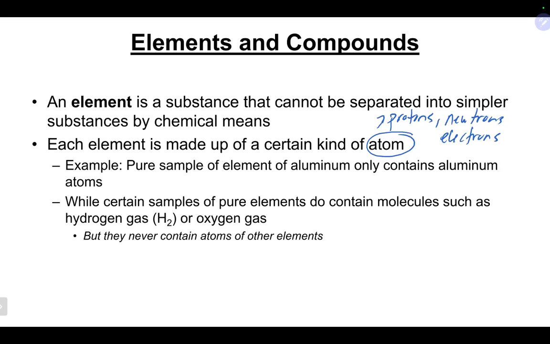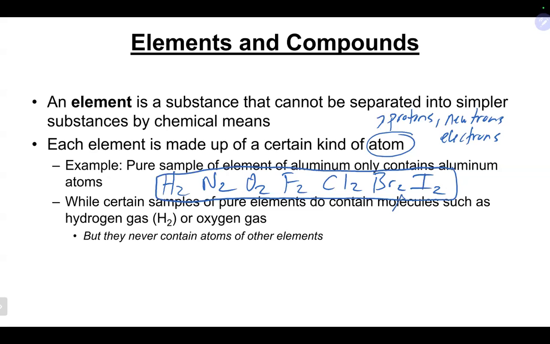So if you had something like copper, it's just Cu. If you had something like iron, it's just Fe. But there are certain elements that come as twos, like the hydrogen that's there. So hydrogen, nitrogen, oxygen, fluorine, chlorine, bromine, and iodine. All these guys come as what are referred to as diatomic molecules. Diatomic means two, atomic means atoms.